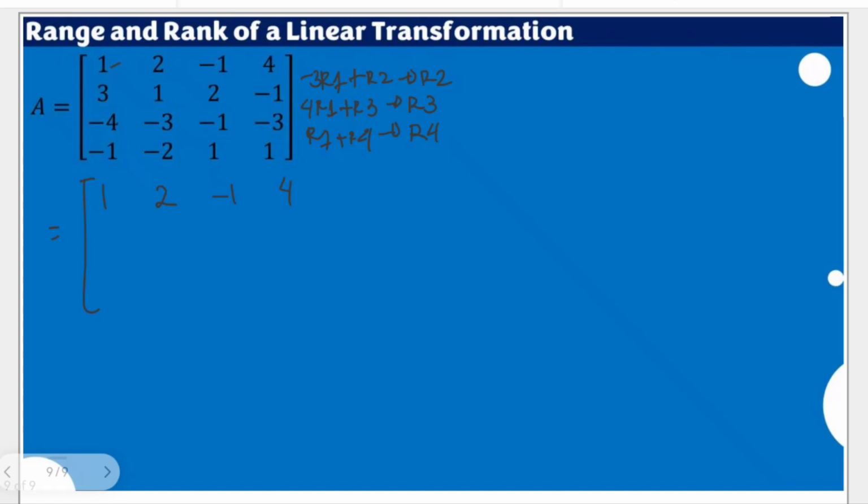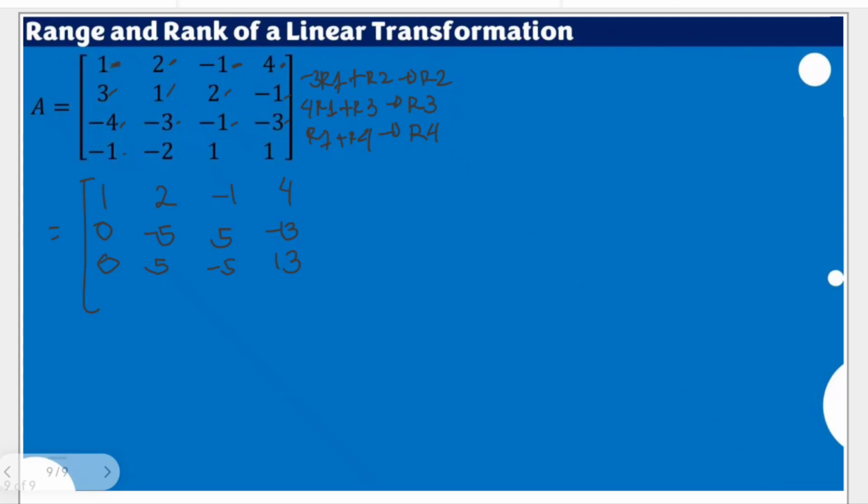-3 times 1 is -3 plus 3, 0. -3 times 2 is -6 plus 1, -5. -3 times -1 is 3, plus 2, you will have here +5. -3 times 4 is -12 plus -1 is -13. Next, for the third row, 4 times 1 is 4 plus -4 is 0. 4 times 2 is 8 plus -3, you have +5. 4 times -1 is -4 plus -1 is -5. Then 4 times 4 is 16 plus -3, that's +13.